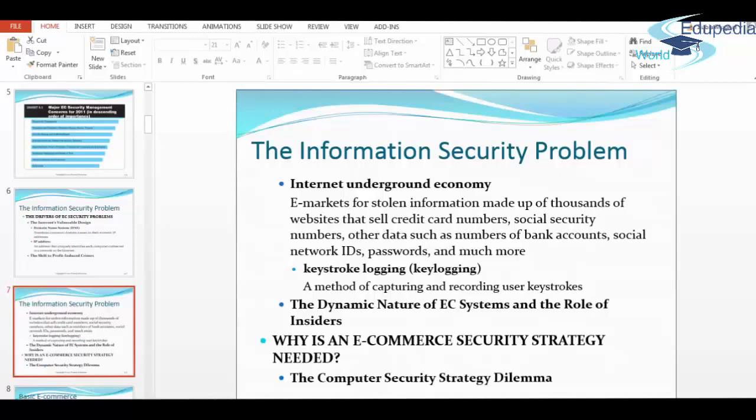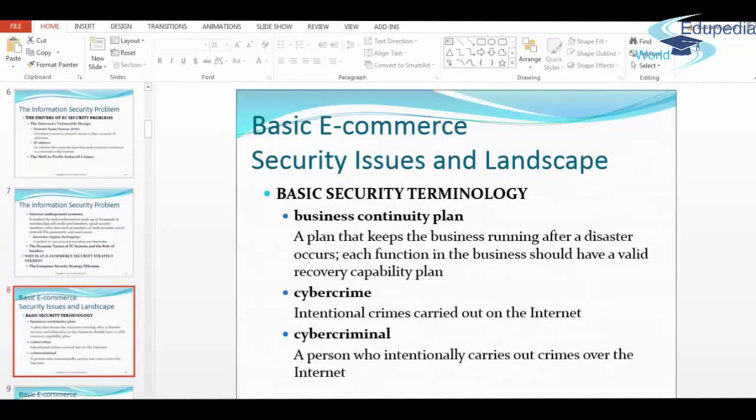The dynamic nature of electronic commerce systems and the role of insiders. Why is an electronic commerce security strategy needed? The computer security strategy dilemma is continuously updating, continuously changing. Just like I mentioned in the beginning, you solve one security issue, another security issue arises, and you have to combat that. So it's like a never-ending vicious cycle. But the best you can do is keep upgrading your security controls on your website frequently, regularly.